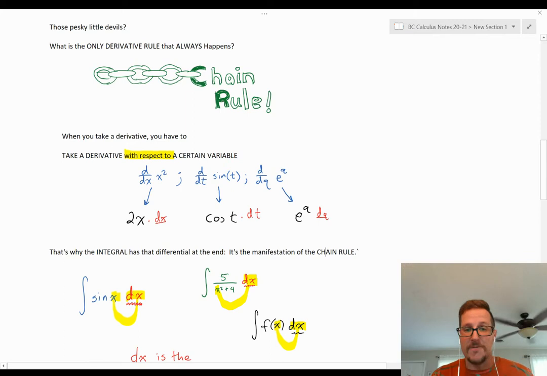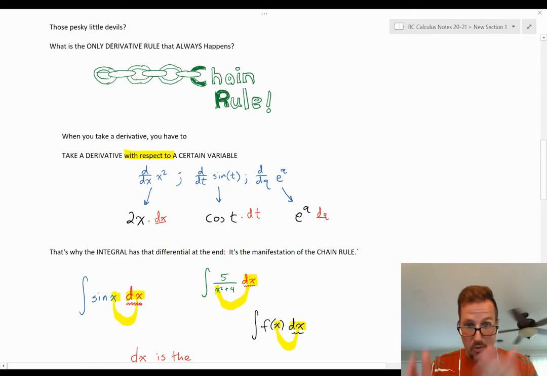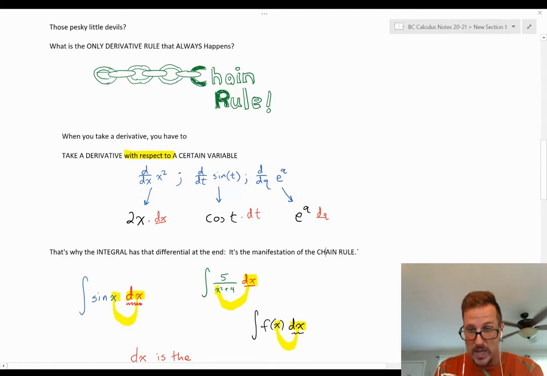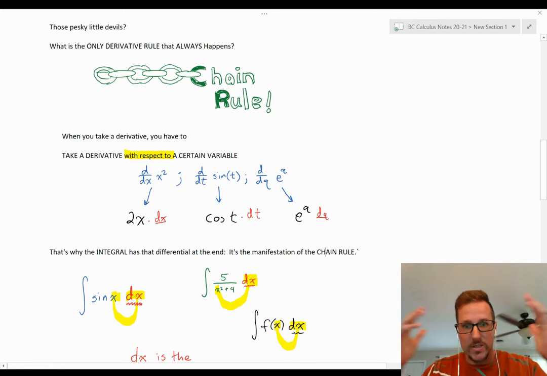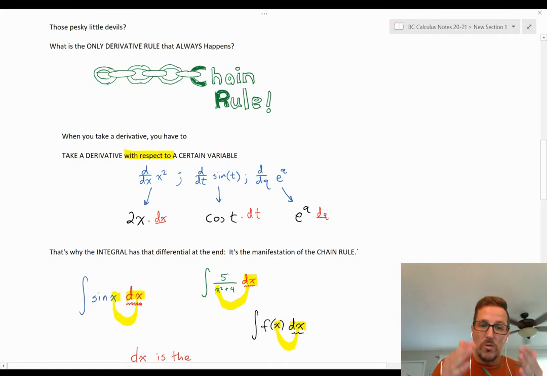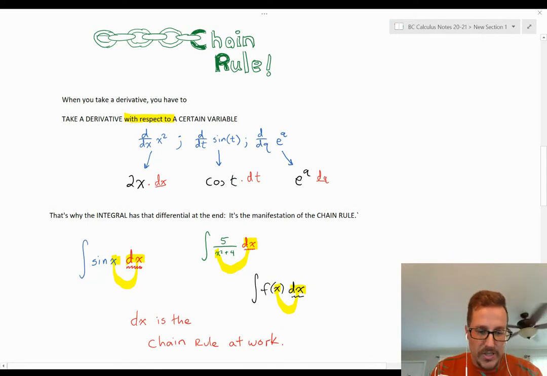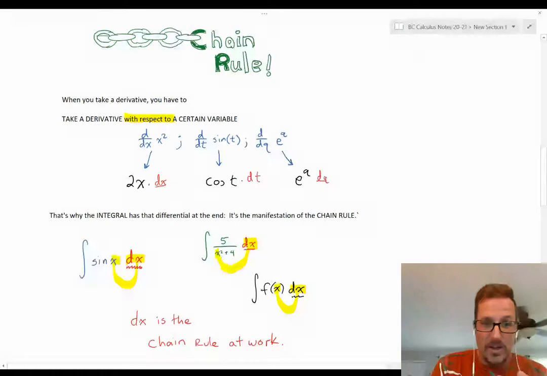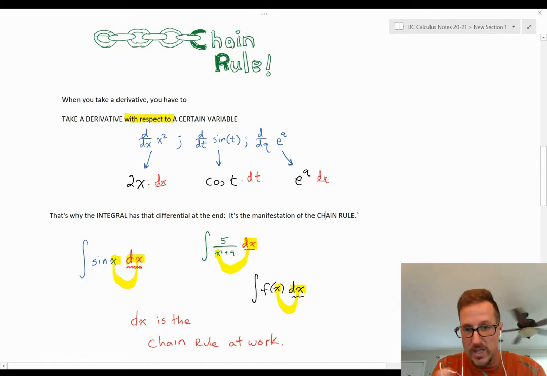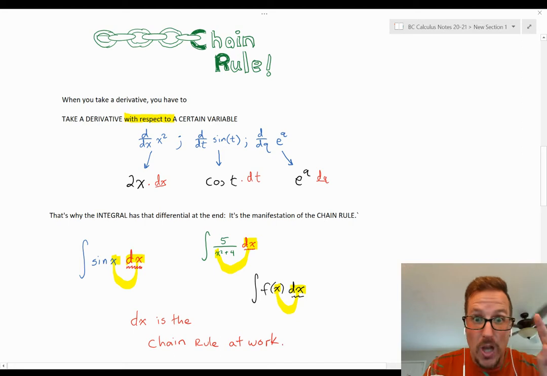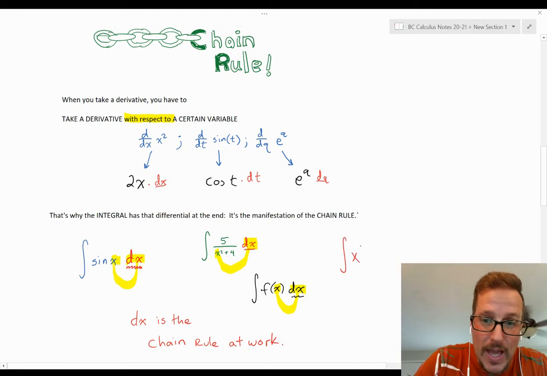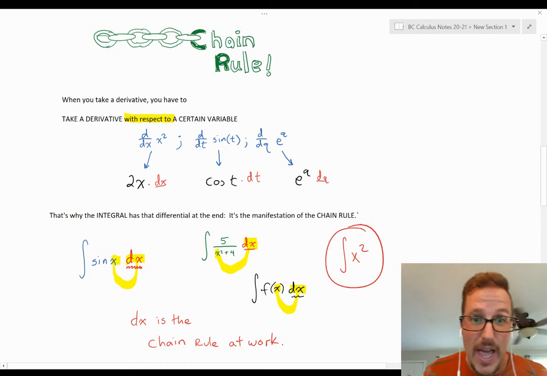Not only does it signify that a definite integral is a product of a function times a width, right? Height times width, that's a rectangle that gives us a product, a definite integral. We talked all about that. But it also shows us the manifestation of the chain rule. So the integral of sine x dx tells us that x is this inside critter, and we've had to multiply by the derivative of it, right? You see these other examples, that dx is the manifestation of the chain rule. So could you just integrate x squared? Could you do that?